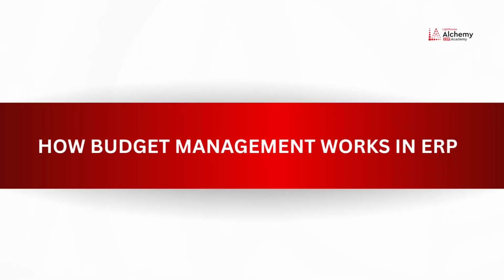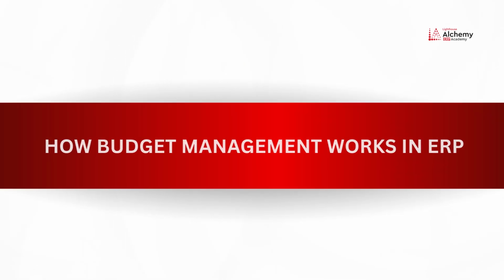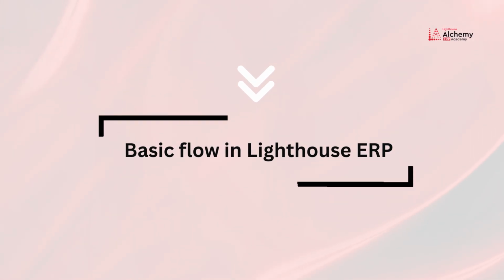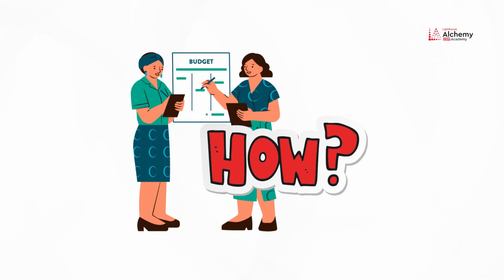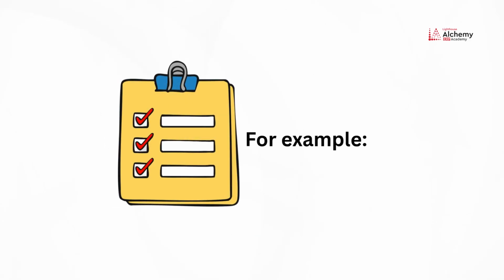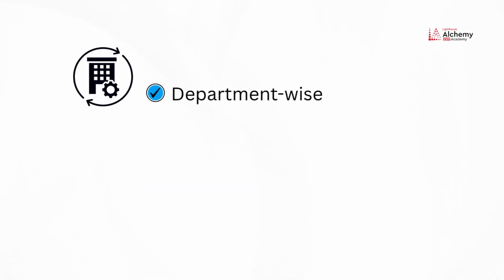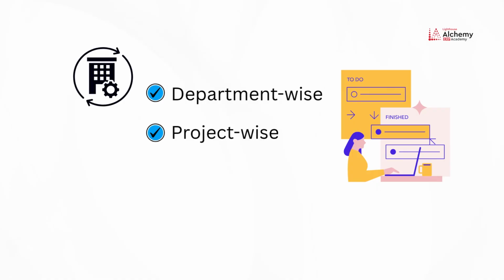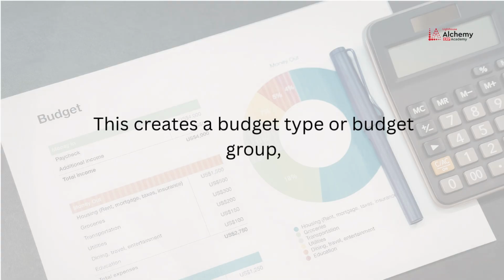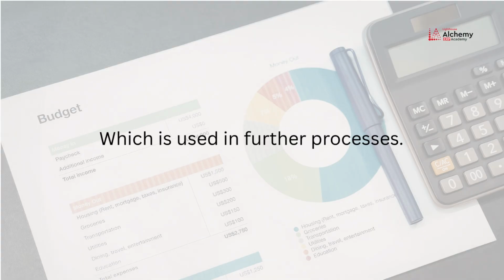How budget management works in ERP. Now let's understand the basic flow in Lighthouse ERP. 1. Budget configuration. First, we define how the budget will be structured. For example, department-wise, project-wise, expense-wise. This creates a budget type or budget group, which is used in further processes.